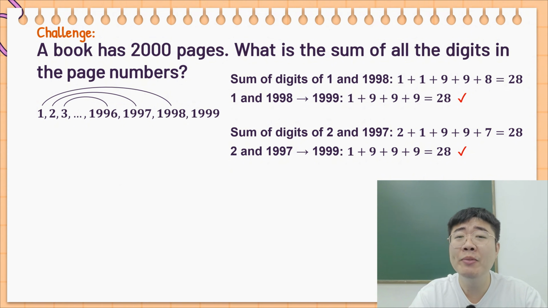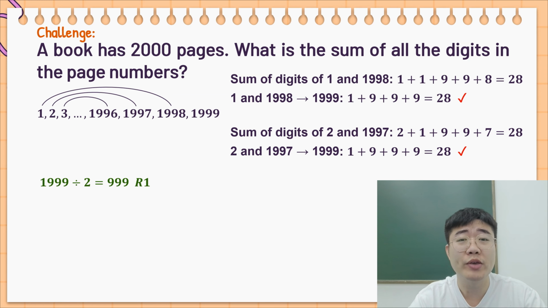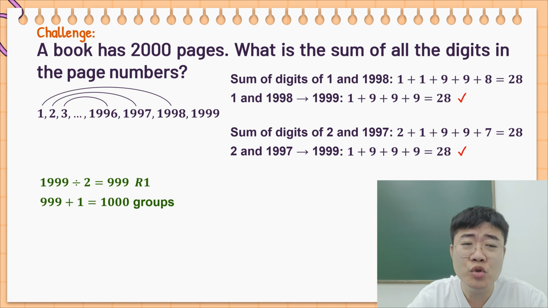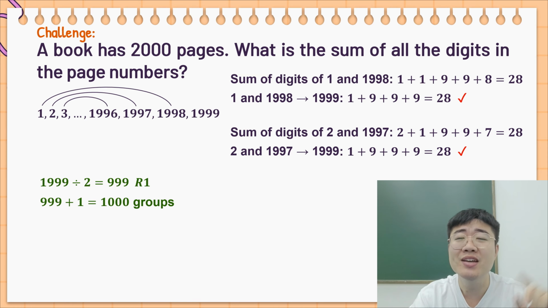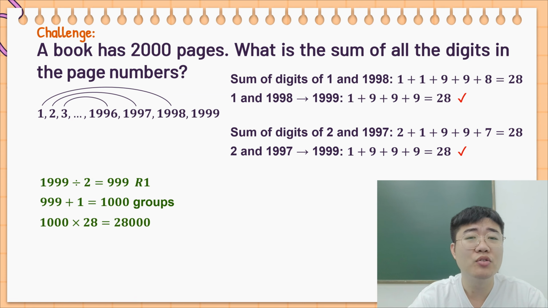Then we must check how many groups there are. From 1 to 1999, they are separated into groups of 2 numbers. So 1999 divided by 2 gives us 999 remainder 1. Now of course, the remainder 1 is which number? Perfect. The remainder 1 is the number 1999. This is the additional number here. Since we know that this also adds up to a sum of digits of 28, same as the others, we can also treat it as one group. So it will be 999 plus 1. Altogether, we get 1000 groups. So for the 1000 groups, every group gave us 28. The total will be 28 times 1000, which is 28,000.